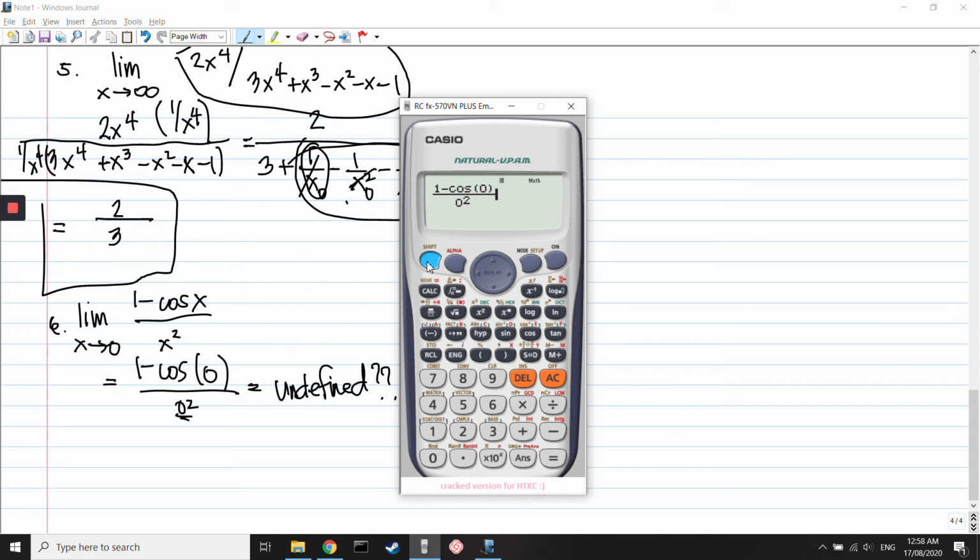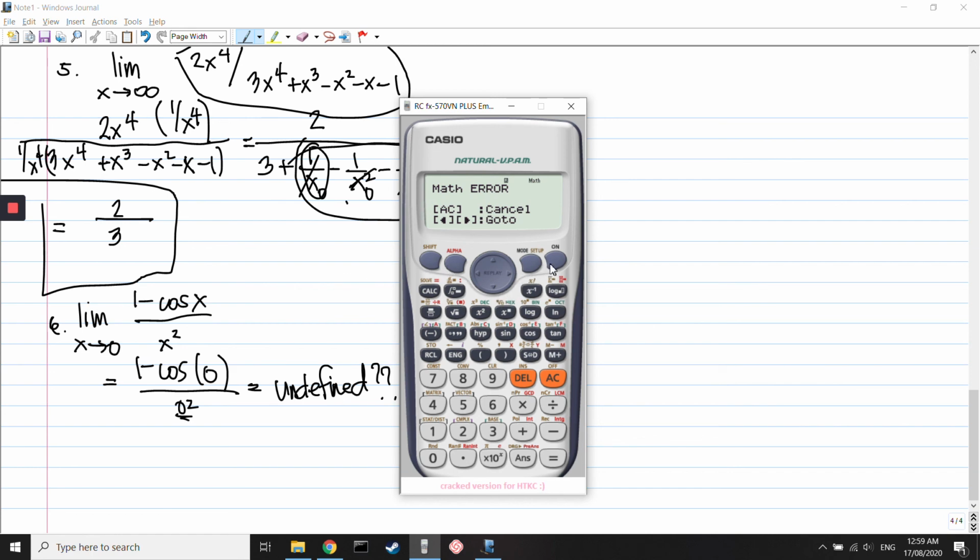So press shift, then press setup, then you can see all the types of numbers. We have degree form, radian form, and other settings. I just need to hit 4 for the radian form if I have trigonometric functions in my equations. Then retype 1 minus cos 0 over 0 squared. Just press the equal sign.